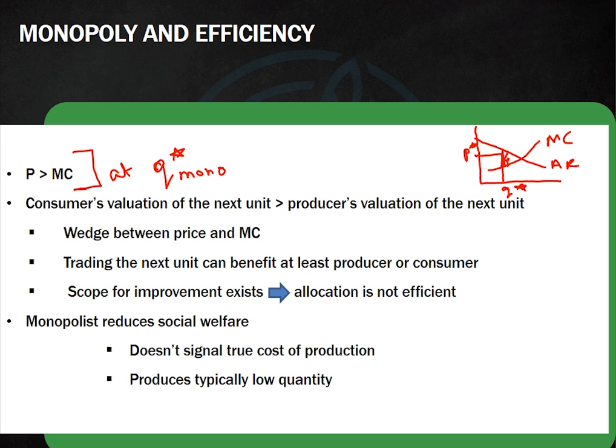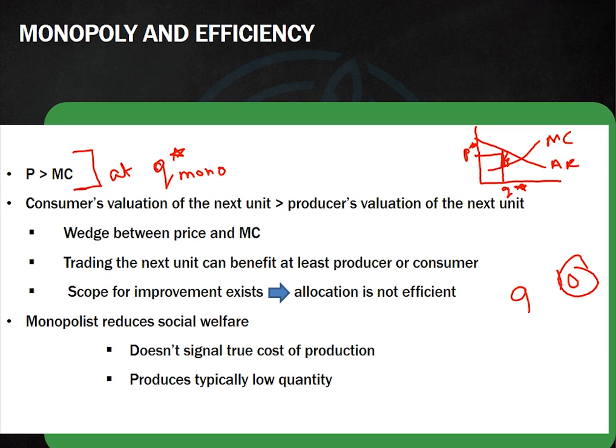P and MC are not equal, and we say that there is some lost surplus because trading of the next unit can benefit the society. It can improve the total surplus, but it is not allowed to do so. So whenever scope for improvement exists, it means that the current allocation is not efficient. So remember that example in which we were distributing 9 rupees even though we had 10 rupees. There was a way to improve the allocation by giving that 1 extra rupee to any person.